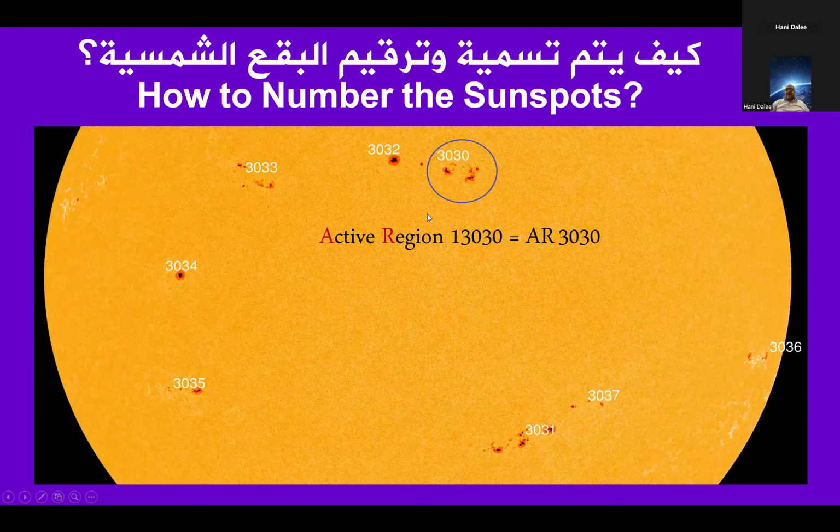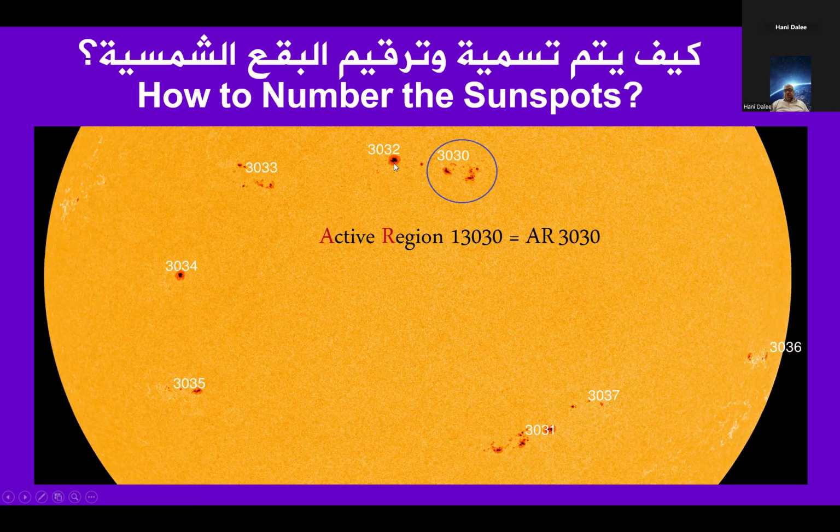on the sun's disk, the sunspots themselves are given numbers as active regions, AR. For this sunspot, 3030, actually it was 13030, but they removed the 10,000 and kept the 4 digits. So it became AR 3030. And now we are still counting, now almost 50-something. Even if the sunspot is single, again, it is given a number.